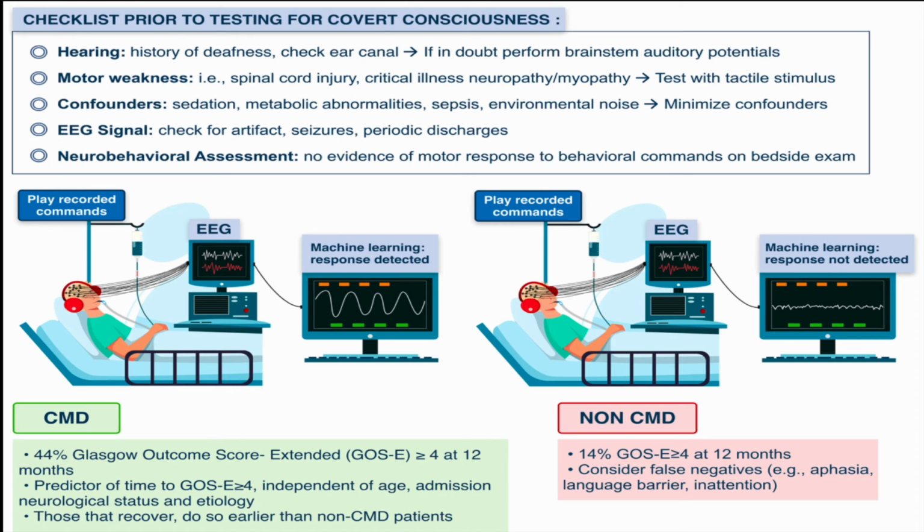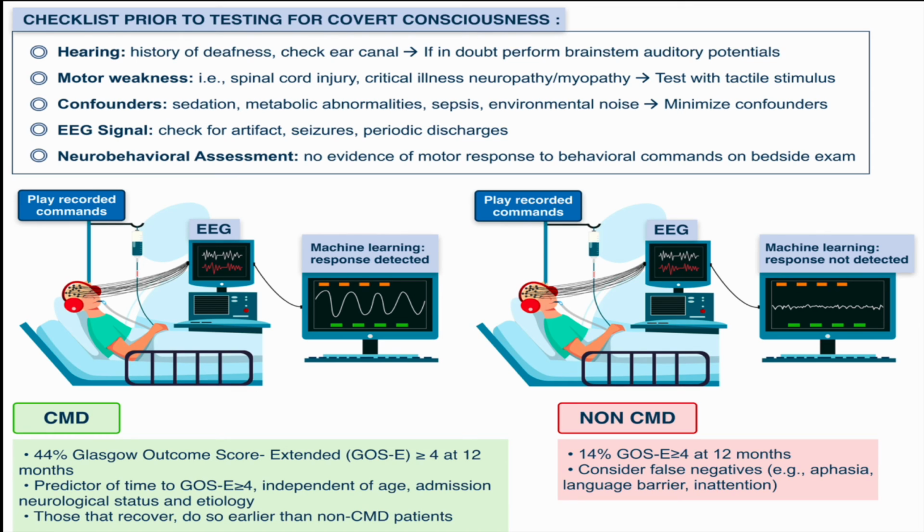EEG signal quality: avoid artifacts, seizures, or periodic discharges that may distort the EEG interpretation. Neurobehavioral exam: ensure there is no physical response to verbal command. This rules out overt consciousness. What happens during the EEG test? Play a recorded command like wiggle your toe. Then the machine learning algorithm checks for brain response despite no physical movement.